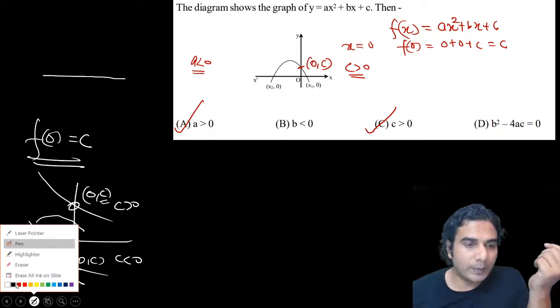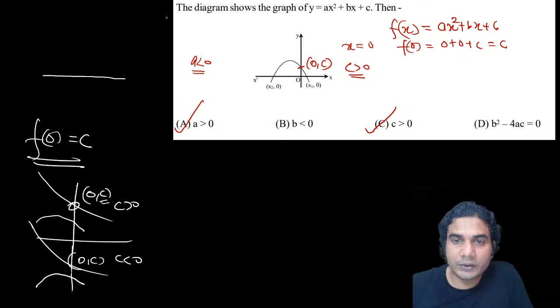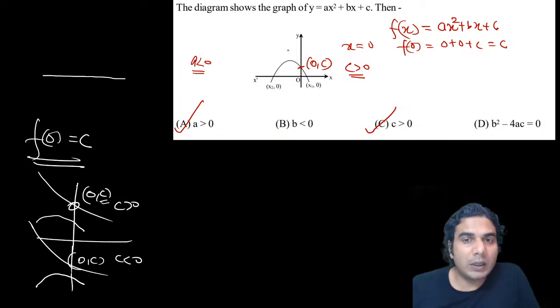Now let's talk about b. So how would you figure it out about b? The x coordinate of the vertex is minus b by 2a. So minus b by 2a, this is the vertex. You can see, this is the vertex, and the x coordinate of the vertex is negative because it is on the negative side of the x axis, all right? So minus b by 2a is less than 0, all right?